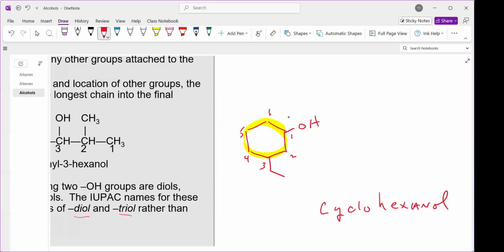Now it's optional to put 1 here if you want, just to be consistent. Frequently people don't put the 1 in, but it's totally fine to put the 1 in. And we've got a branch at carbon number 3. So 3-methyl cyclohexanol. Cyclohexanol is a very common alcohol. 6-membered rings are the most stable of all the rings, so you'll see those being most common. 5-carbon rings are also common, but not as stable as 6-carbon rings.